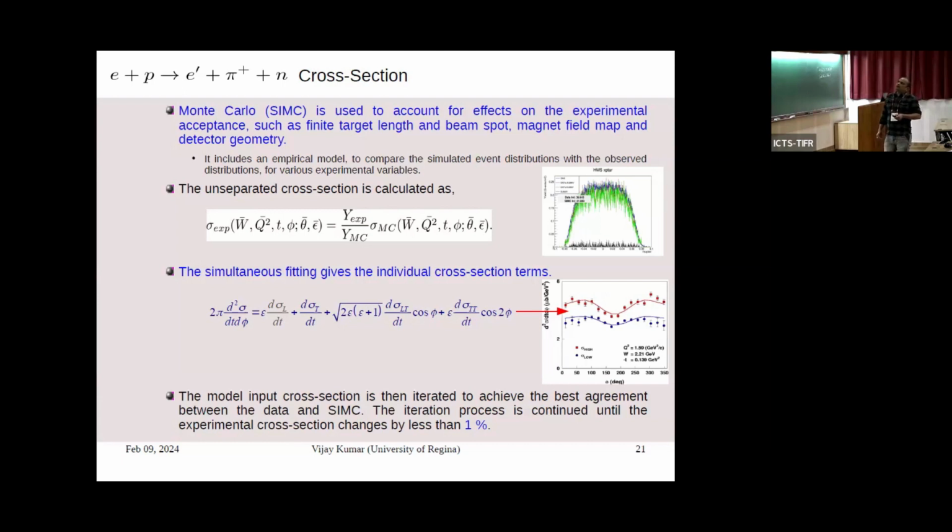And the next thing, when we have the cross section for all epsilon, we fit the Rosenbluth separation equation, like here, this is a pivot measurement for 2 epsilon. From there, we can separate out the individual cross sections. Then from here, we iterate the model cross section to achieve the best agreement between Monte Carlo and experimental data. This iteration process continues until the experimental cross section changes by less than 1%.